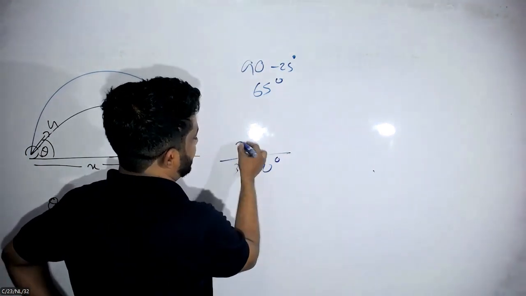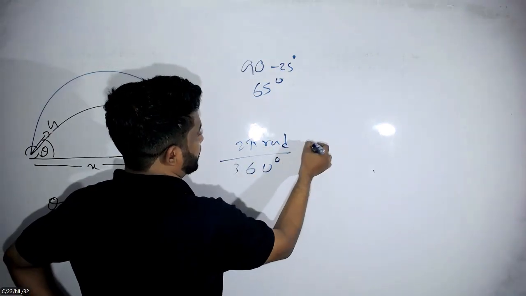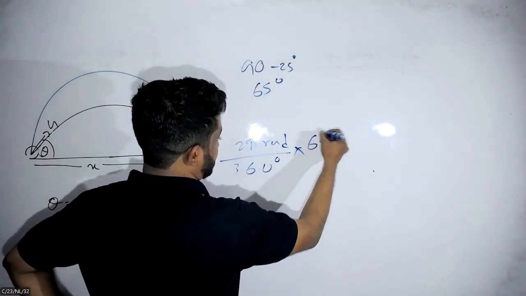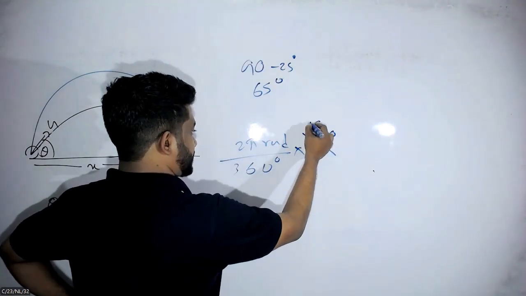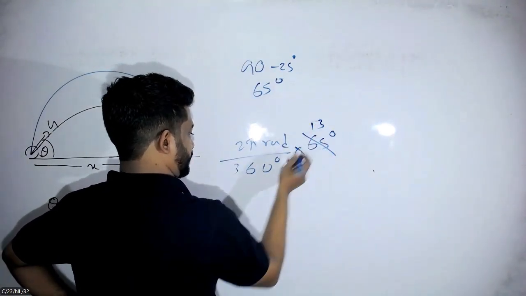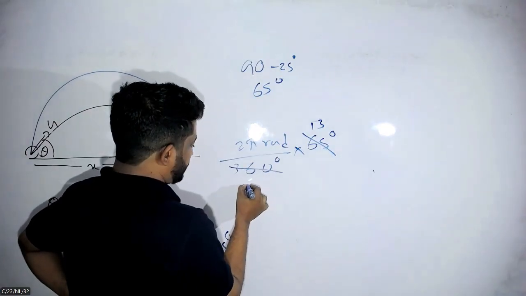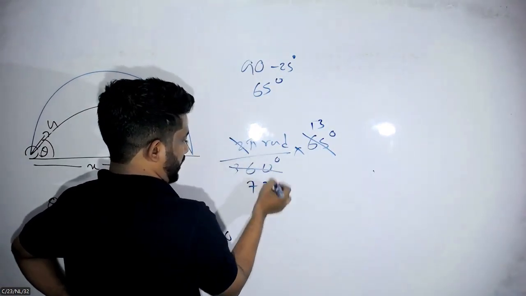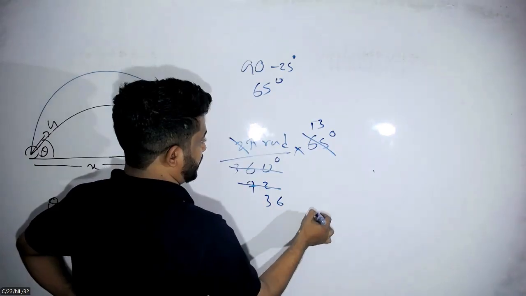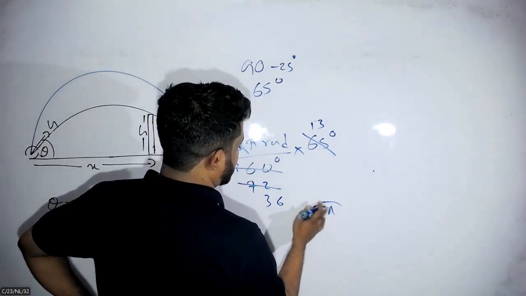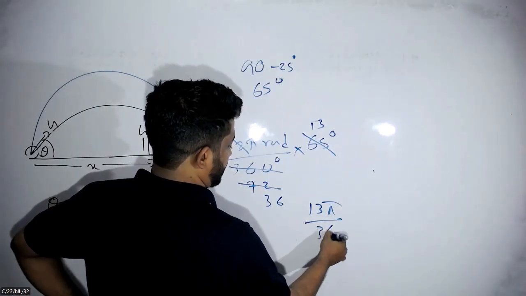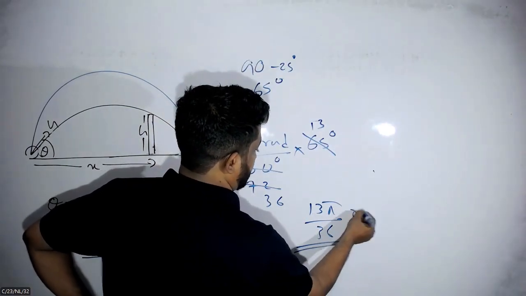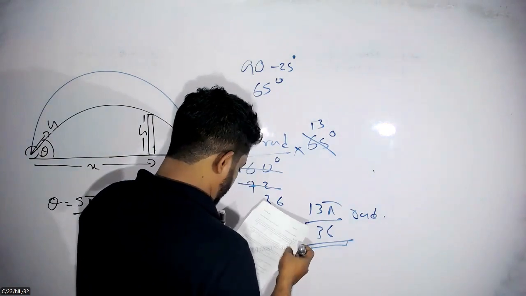If 25 degrees is 5π over 36 radian, then what is 65 degrees? Then you can divide by 5 times 13, 5 times 13, 72 cancels, 36. Then 13π over 36. This one is the angle. Which one is the answer?